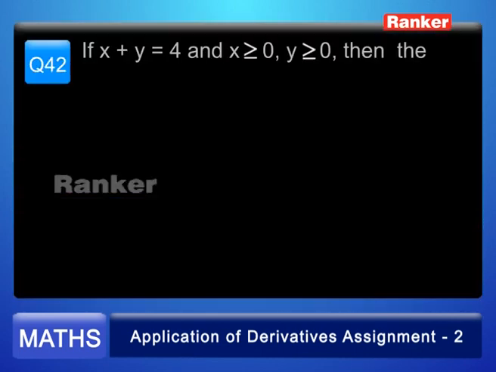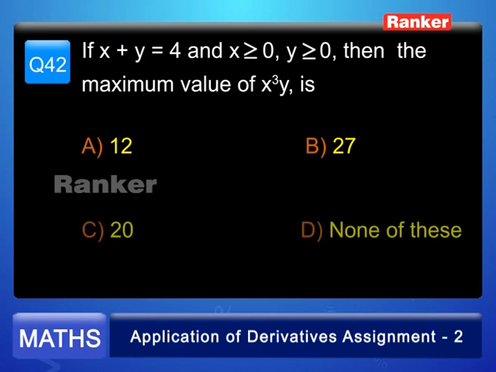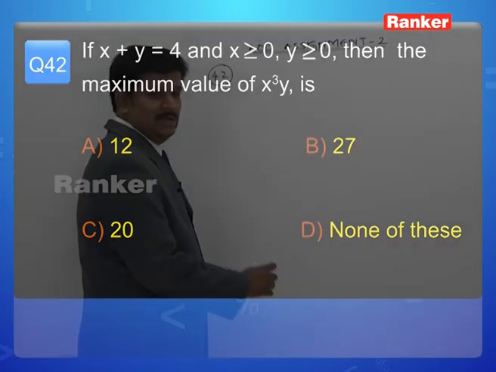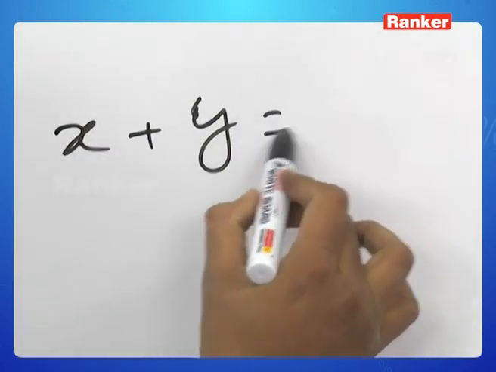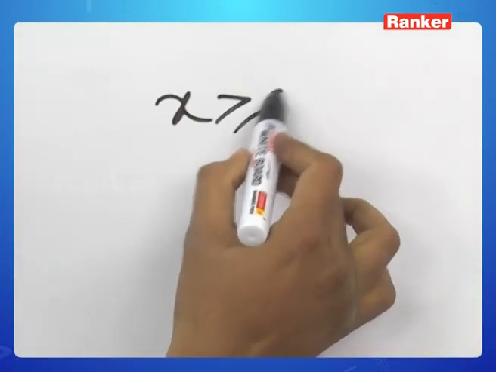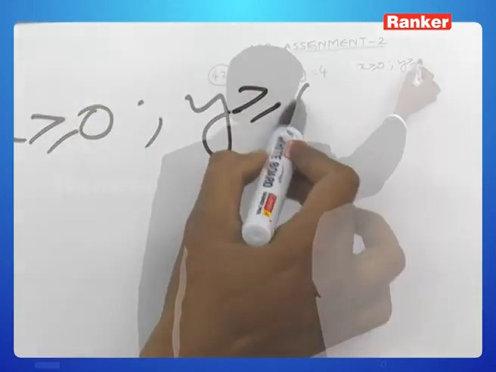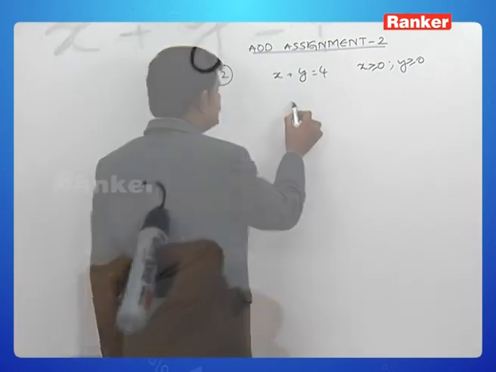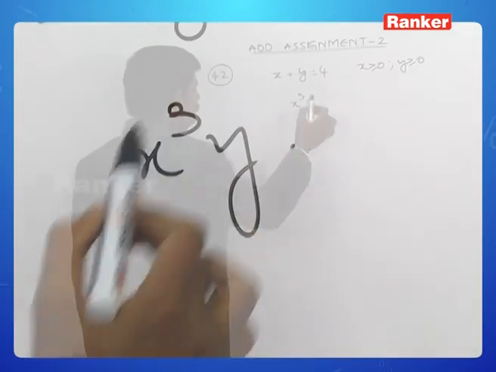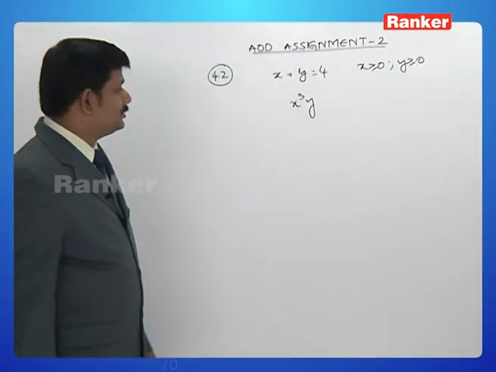Next question: if x plus y is equal to 4, where x is greater than or equal to 0 and y is greater than or equal to 0, then the maximum value of x cube y is? x plus y is given to be 4, x is given to be greater than or equal to 0, y is given to be greater than or equal to 0, and we want the maximum value of x cube y.